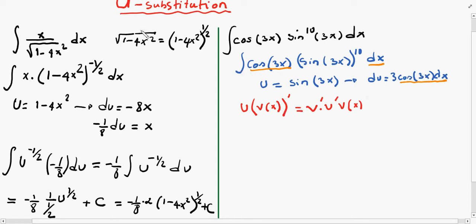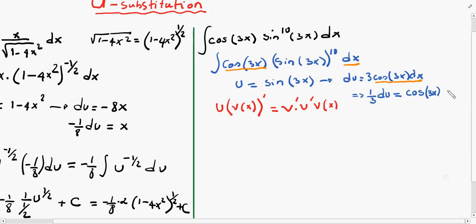Now we can write that, dividing here by 3 in order to have this value isolated, right? So it means that 1/3 of du equals the cosine of 3x dx.